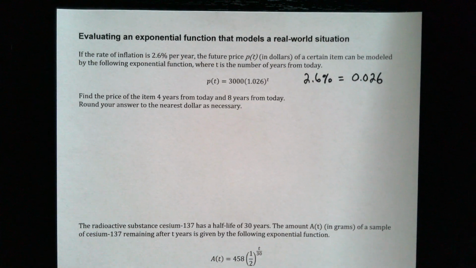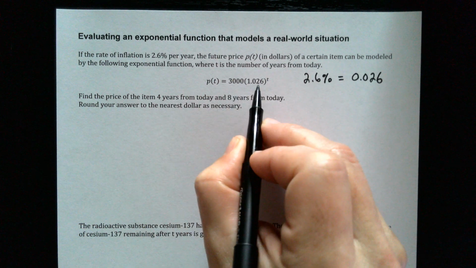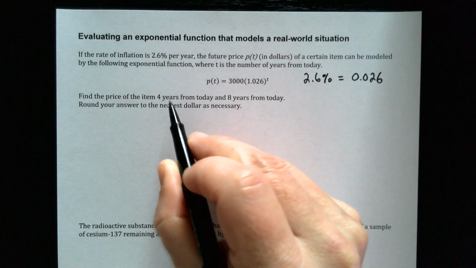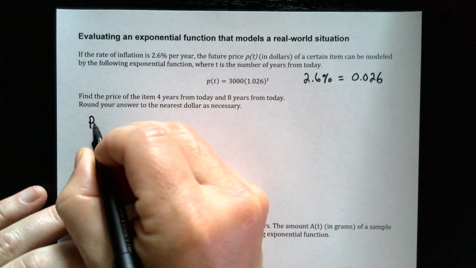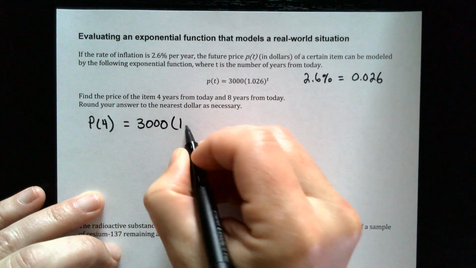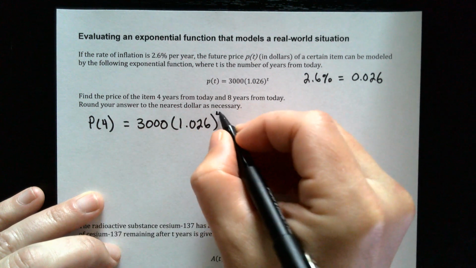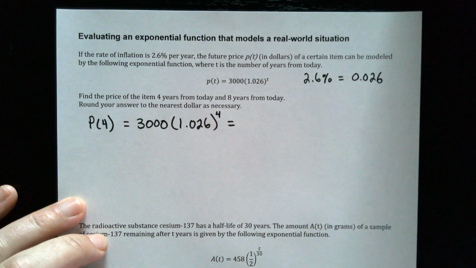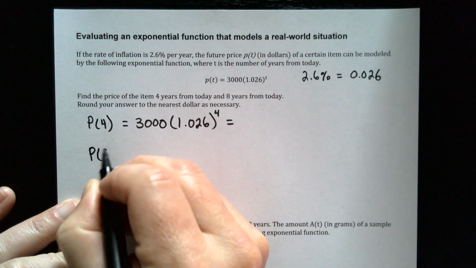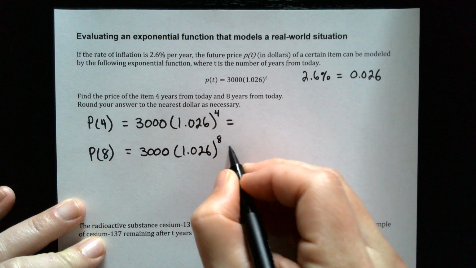They already wrote the function for us, so we don't have to do much work on that. This is the initial price, 3,000. So when it says find the price of the item 4 years from today and 8 years from today, all we're going to do is evaluate this function at 4 and at 8. The first thing I will evaluate is P of 4, which is equal to 3,000 times 1.026, and the exponent is 4. I'm going to go to my calculator and do it. For the second one, it would be P of 8, so 3,000 times 1.026 to the 8th.